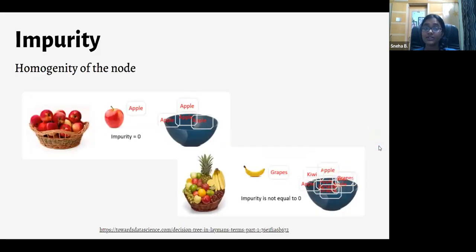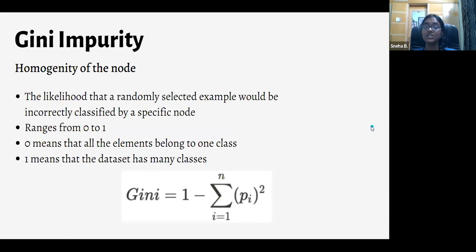So based on this concept, we have something known as Gini impurity. Gini impurity helps you find the homogeneity of a node. Now, what is this Gini impurity? It is the likelihood that a randomly selected sample would be incorrectly classified by the node. So using this metric, what you're trying to do is figure out how wrong this feature will go. How wrong will this feature classify your output label?